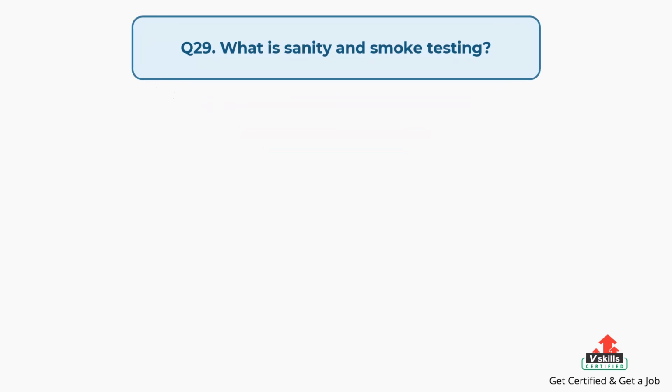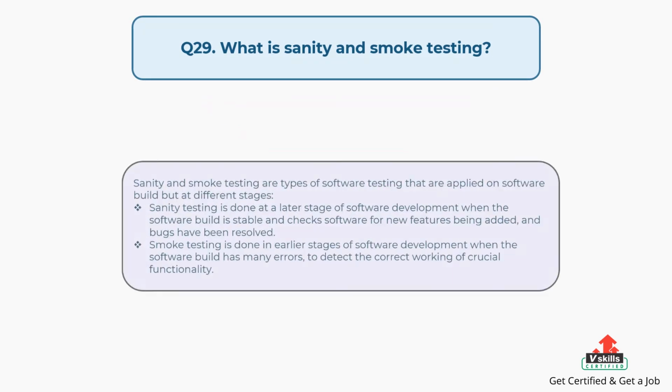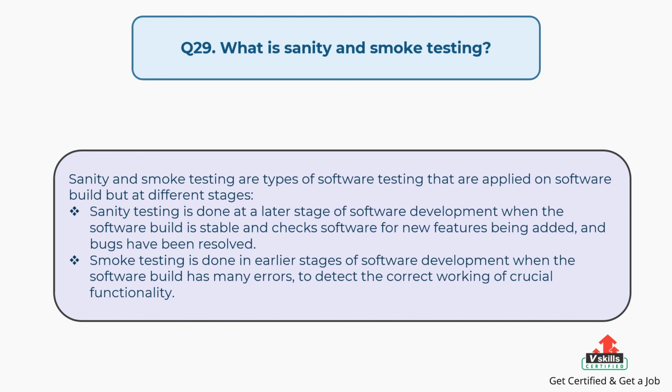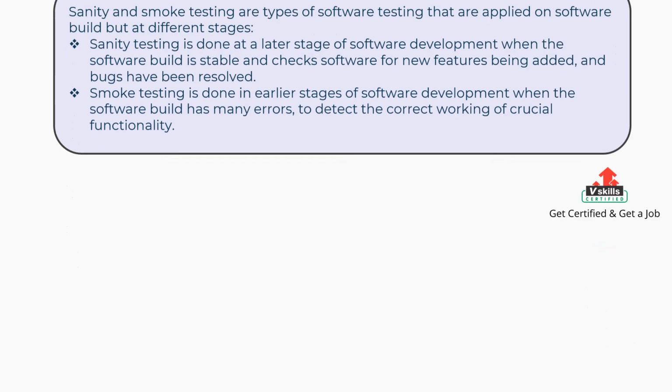Question number 29. What is sanity and smoke testing? The answer is: sanity and smoke testing are types of software testing that are applied on software build but at different stages. Sanity testing is done at a later stage of software development, when the software build is stable, and checks software for new features being added, and bugs have been resolved. Smoke testing is done in earlier stages of software development, when the software build has many errors, to detect the correct working of crucial functionality.